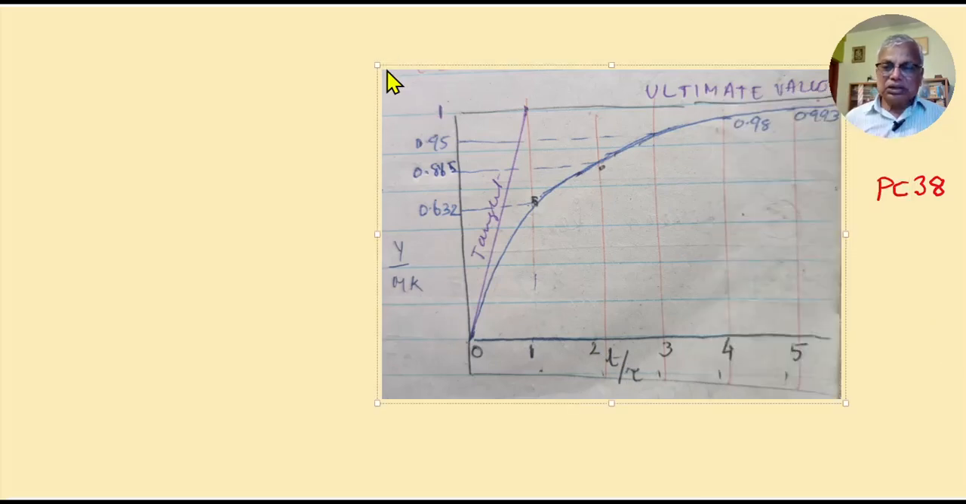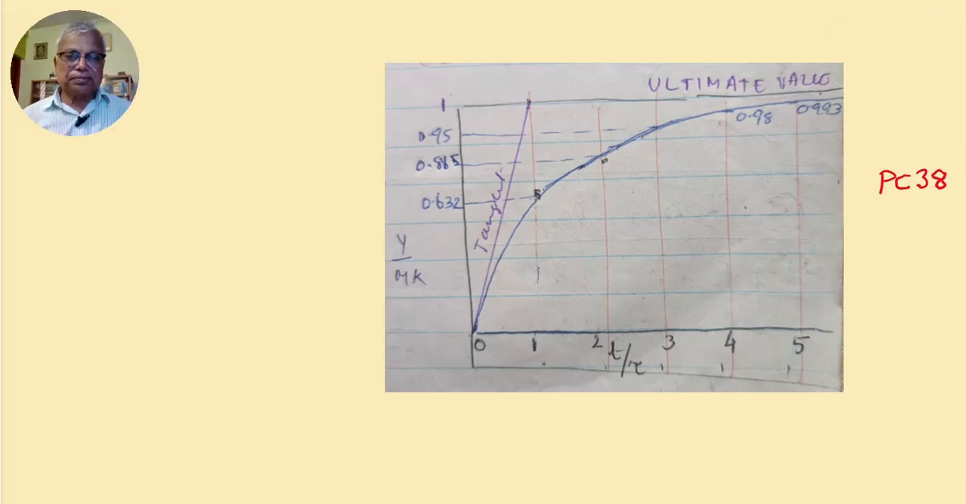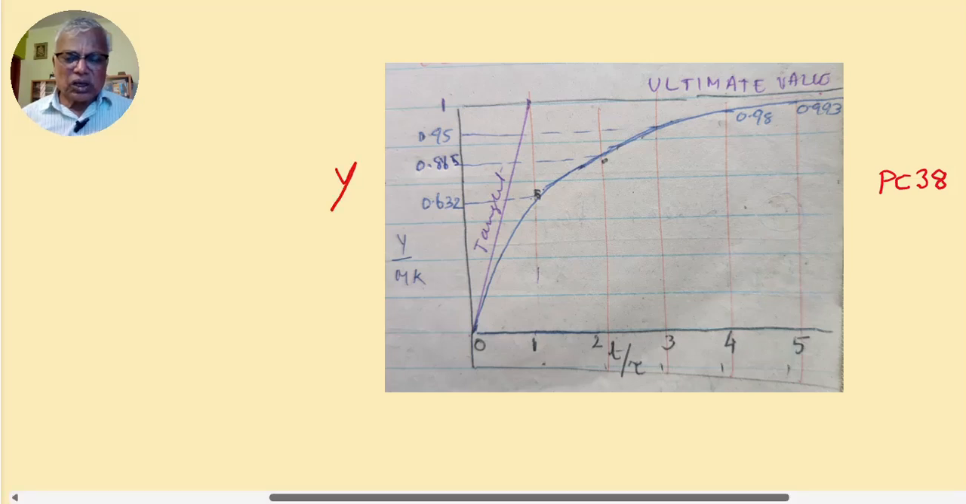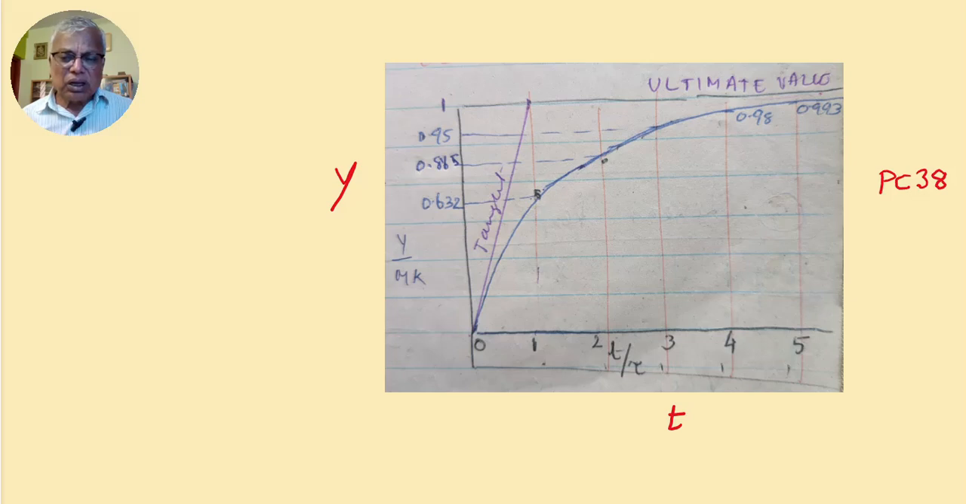So if I plot simply y, if this is not y by MK but y, and the x-axis is simply t, then what will this be? This will be tau, right? If the x-axis is t, this value will be tau. Instead of 1, it will be tau, and here it will be MK.